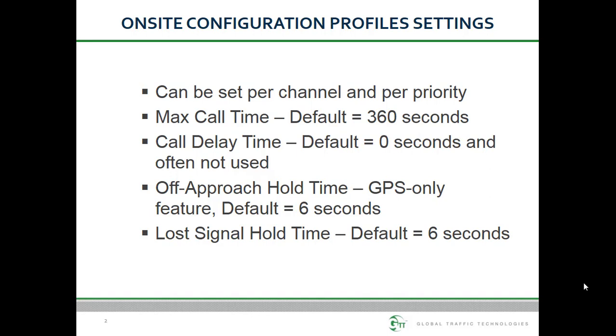The second is the lost signal hold time, which is the amount of time that a call will be held after communication is lost between the vehicle and the phase selector. The call needs to be started for this setting to take effect. It applies to both IR and GPS. The default is 6 seconds and values of 1 to 255 seconds are available. Typically, this value is left at default and only changed if obstacles like trees, curves, or hills cause intermittent communication.